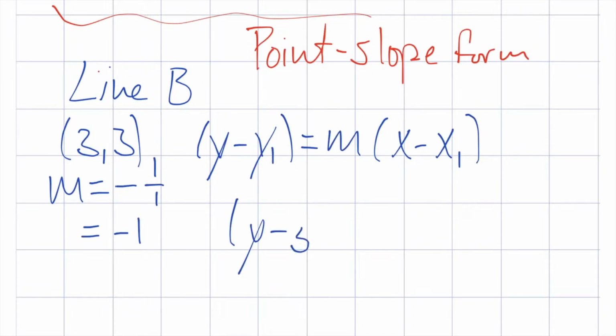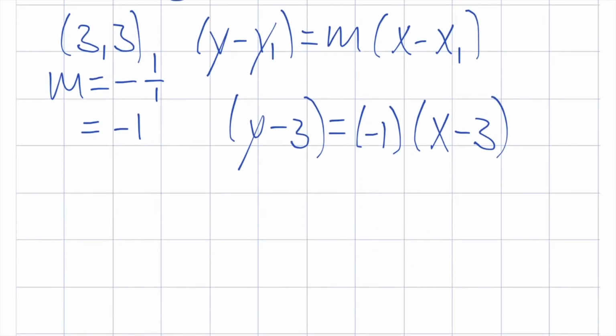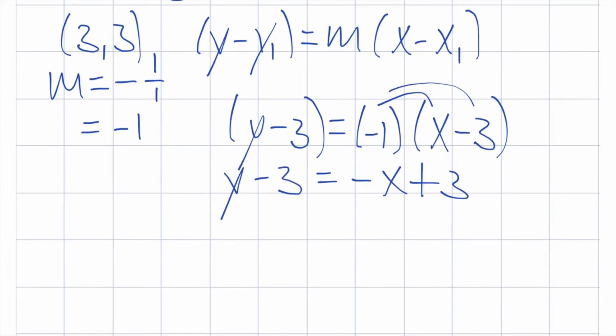y minus 3 equals negative 1. And I put it in parentheses just to keep it together, make it look a little nicer. There's no specific reason, it's just for looks, I guess you can say. x minus x1 is 3. And just like before, we're going to distribute the negative: negative x, and negative 1 times negative 3, positive 3. And we still have y minus 3 on the left.